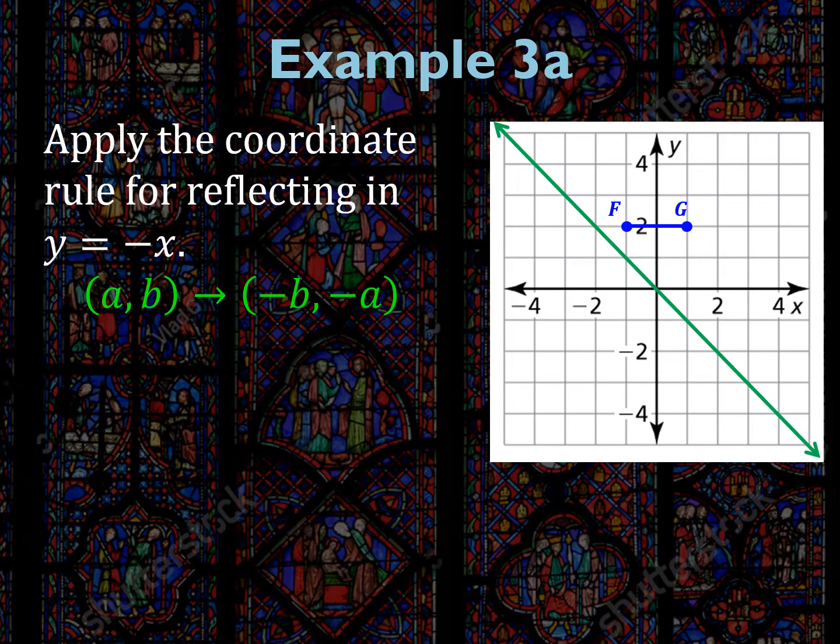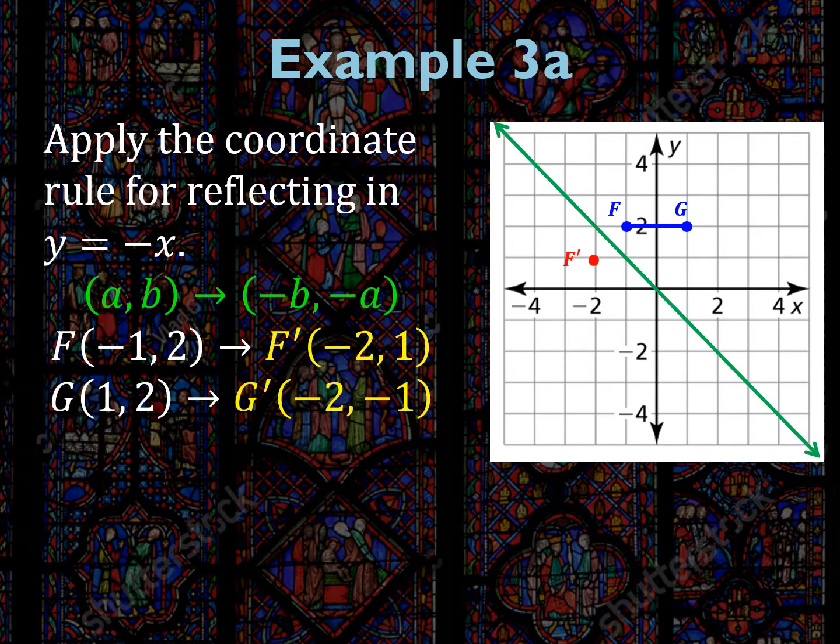So for (a, b) to (-b, -a), you're going to flip the signs for each one and then switch their position. So -1, 2 for point F becomes -2, 1. You flip the coordinates, which becomes 2, -1, and then you change each of their signs to -2, 1. So there's -2, 1. For G, 1, 2 becomes G prime, which has -2, -1. Now I've noticed that F and F prime are the same distance away from the green line. G and G prime are the same distance away from the green line. So even if you don't remember the rules, you can apply the rule about how far the points are from the green line and going the same distance in the opposite direction.